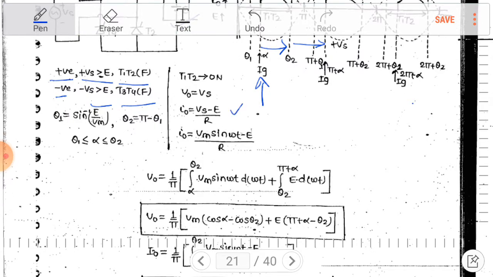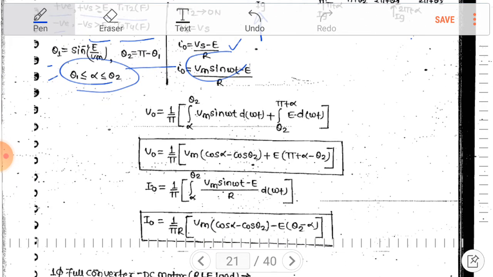I naught equals (Vs minus E) by R, where Vs is Vm sin omega t. Angle theta 1 can be determined by sine inverse of E by Vm, where Vm is the maximum voltage of the sinusoidal voltage. Theta 2 equals pi minus theta 1. Alpha should be within the limit theta 1 and theta 2.